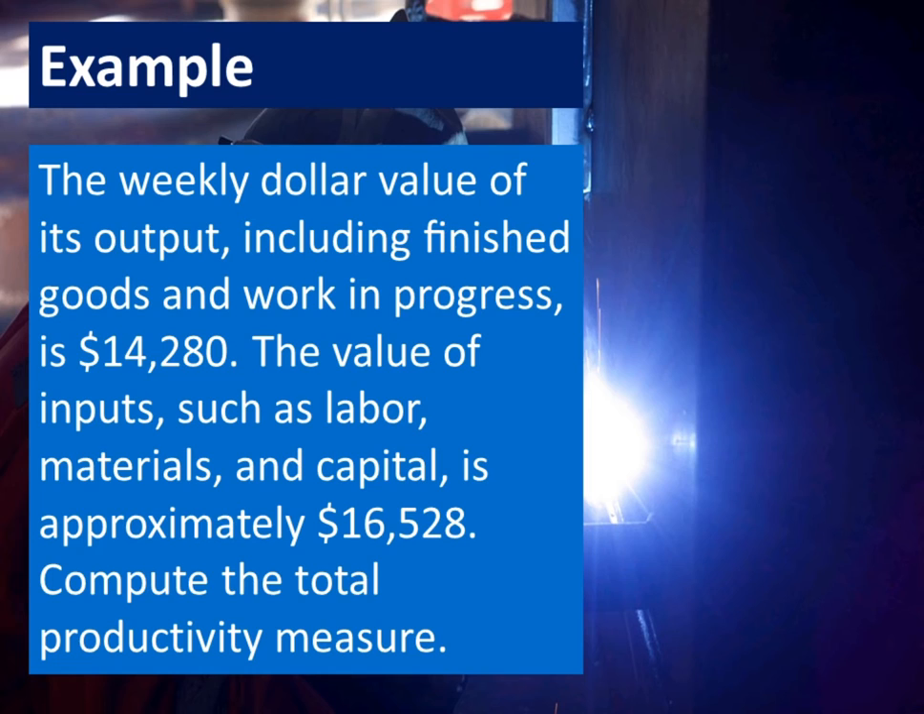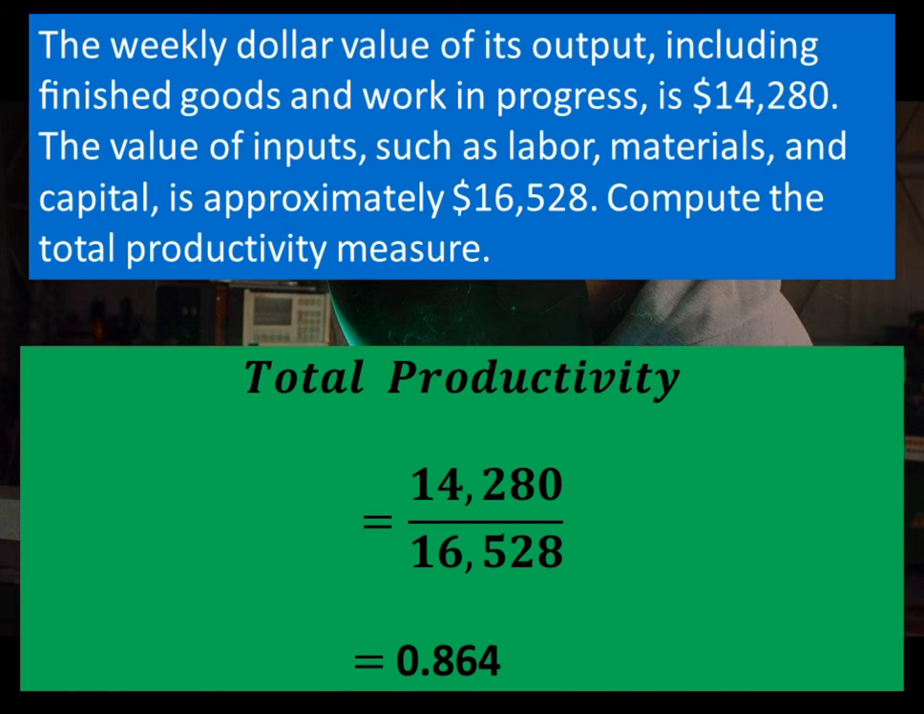On the other hand, total productivity is computed as a ratio of output to all organizational inputs. For example, the weekly dollar value of its output, including finished goods and work in progress, is $14,280. The value of inputs, such as labor, materials, and capital, is approximately $16,528. Compute the total productivity measure. The total productivity is calculated by dividing total output value, 14,280, by total input cost, 16,528. The result is 0.864.